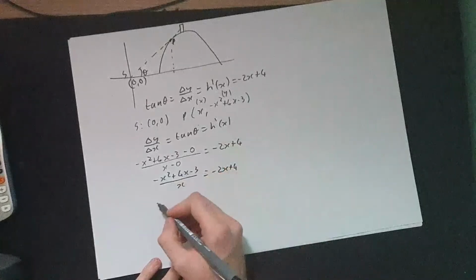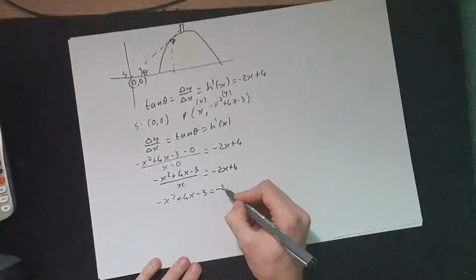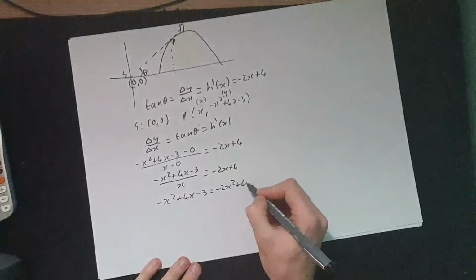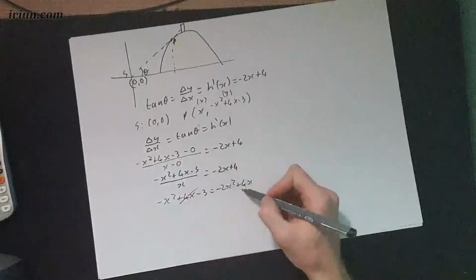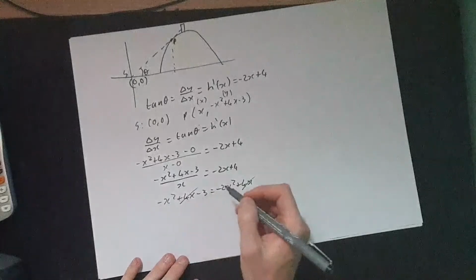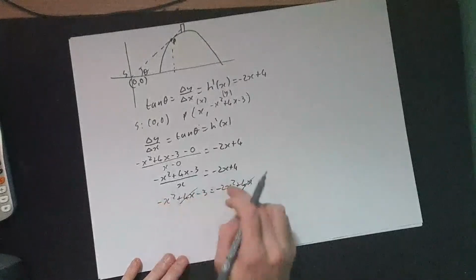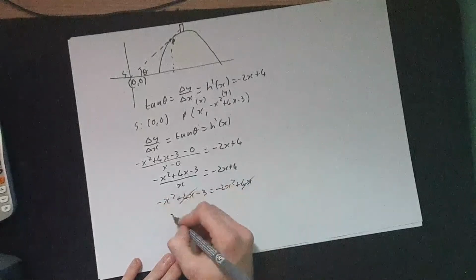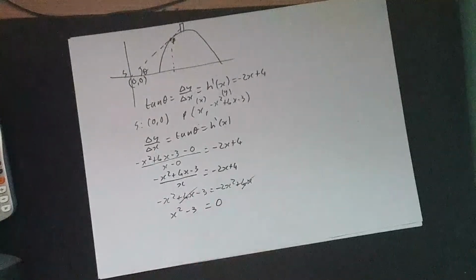So I'm going to multiply that across, so minus x squared plus 4x minus 3 equals minus 2x squared plus 4x. Okay, so you can see plus 4x and plus 4x on each side, so that cancels out. Which means we then have, take that over, it becomes positive, so negative 1 plus 2, so you end up with x squared minus 3 equals 0. Okay, so essentially, yes, it is a difference of two squares.